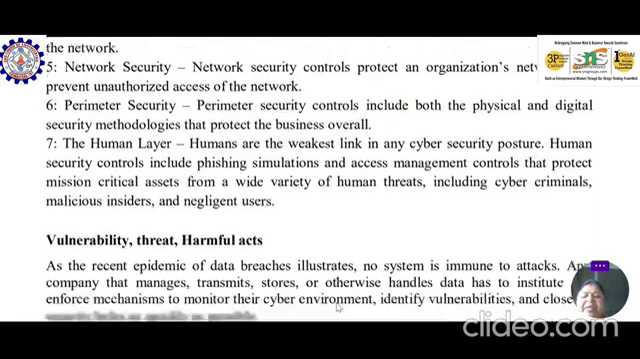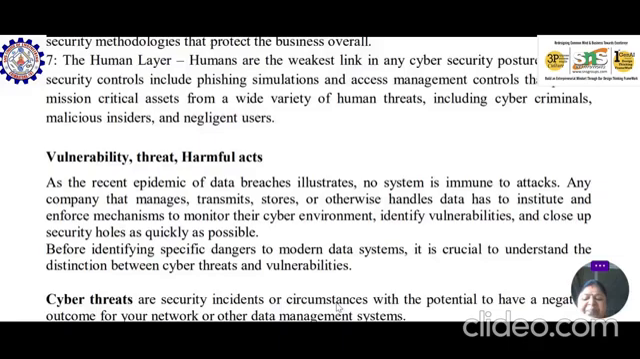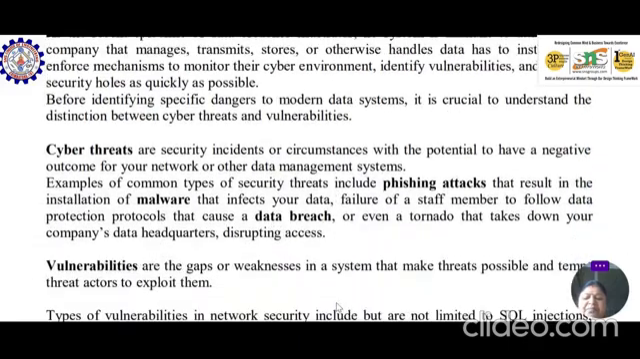So on vulnerability, threat, and harmful acts: as the recent epidemic of data breaches illustrates, no system is immune to attacks. Any company that manages, transmits, stores, or otherwise handles data has to institute and enforce mechanisms to monitor their cyber environment, identify the vulnerabilities, and close up the security holes as quickly as possible. Before identifying specific dangers to modern data systems, it is crucial to understand the distinction between cyber threats and vulnerability.